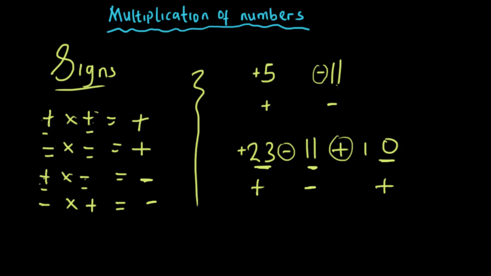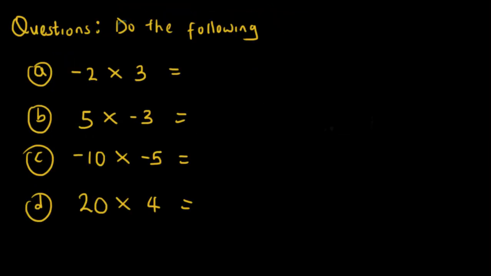So let's take some examples. Now the first thing you want to do is to note the sign of each of the numbers. Now we know the sign of 2 is minus. The sign of 3, nothing is in front, so the sign of 3 is plus. Next, you multiply the signs. So minus times plus will give us minus because they are different signs. Then you multiply the numbers. 2 times 3 is 6. Do you understand? Let's do the next question.